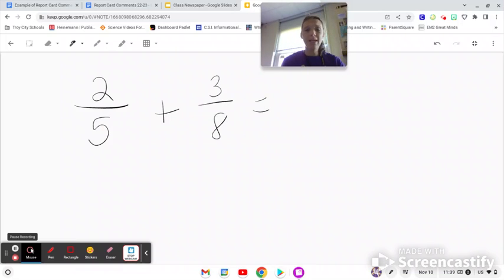So we can't just jump right into adding, because the units, or the denominators, are not alike. They are not like units. So I have to make them like units before I can add. Now I taught my 5th graders 2 different ways to do this. You can either draw a picture or use your knowledge of multiplicative expressions to do this. So let me show you what I mean.